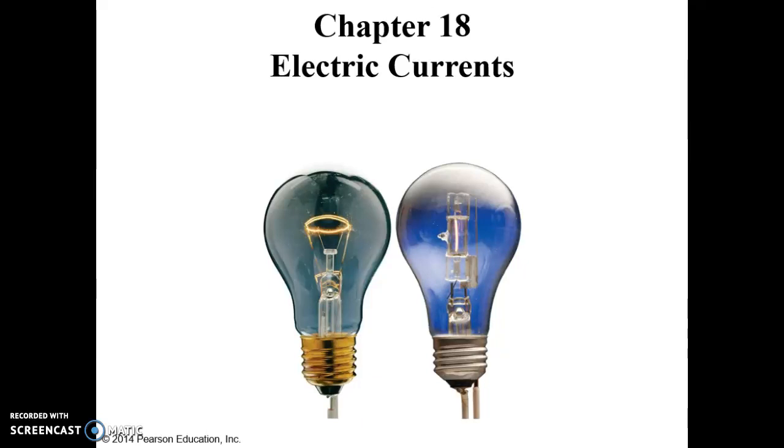Hello, class. In this chapter, we're going to begin learning about electric current. Current is a flow of electrons. In the previous chapter, we discussed electrostatics, which is electrons moving from point A to point B. In this chapter, electrons are continuously flowing.